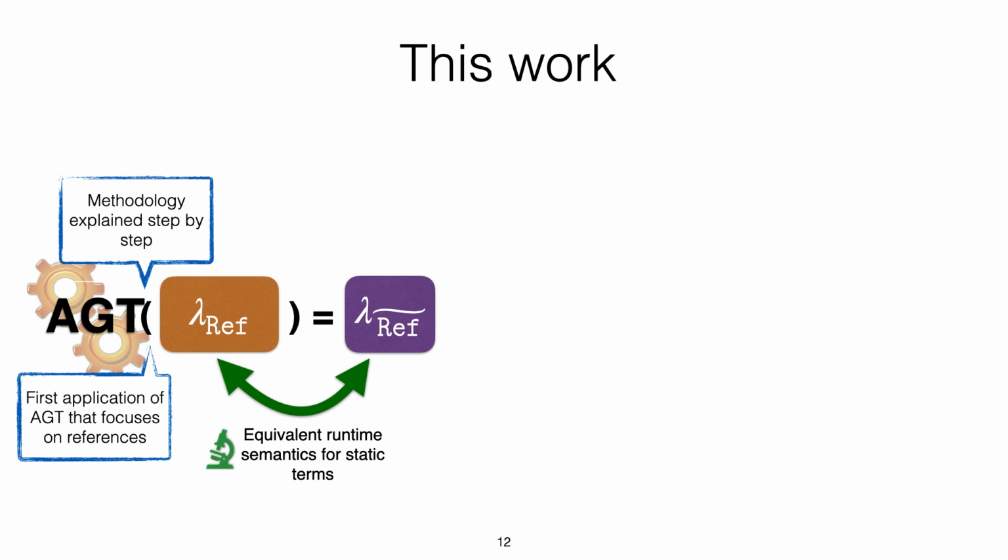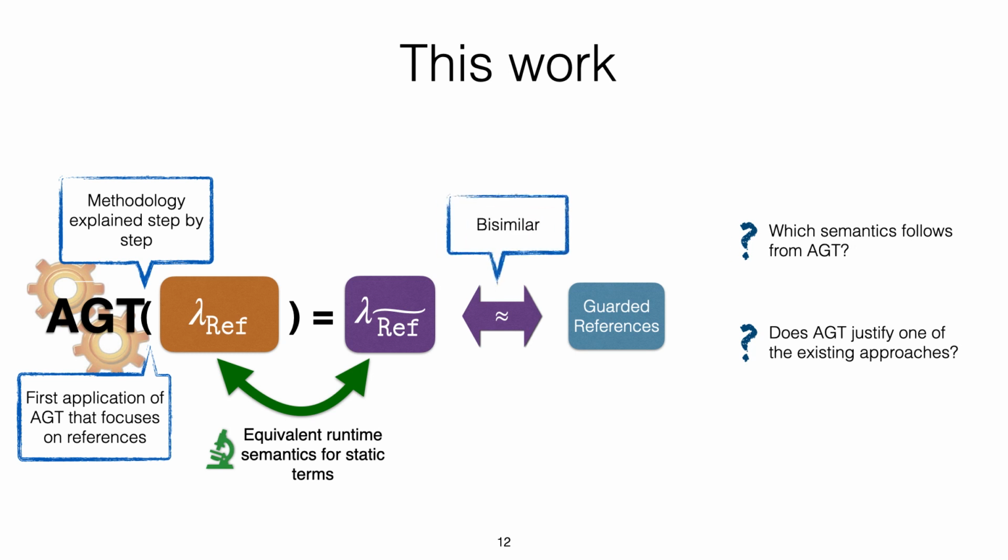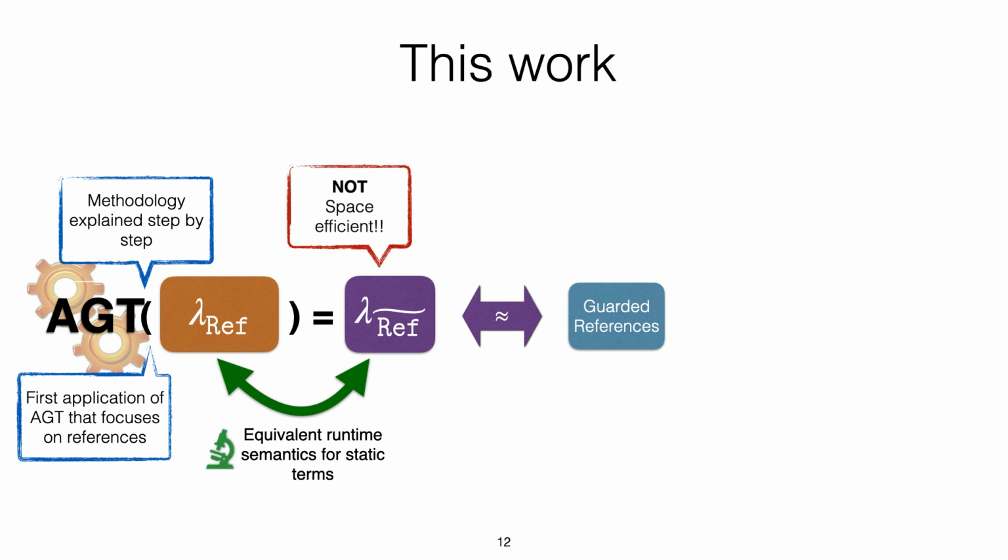We answer the questions about which semantics follows from applying AGT, and if it justifies one of the existing approaches. We prove that the derived language corresponds to the semantics of guarded references from Herman et al. using bisimulation. But we observe that both languages differ in the order of combination of runtime checks. As a result, guarded references are space efficient, whereas lambda ref hat is not. And this has nothing to do with references.